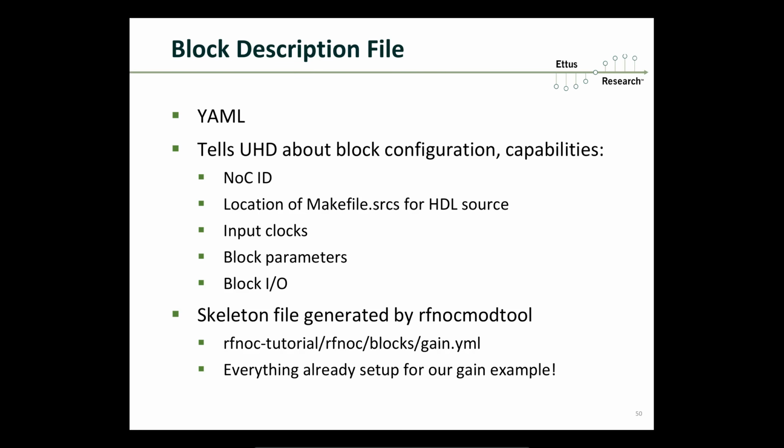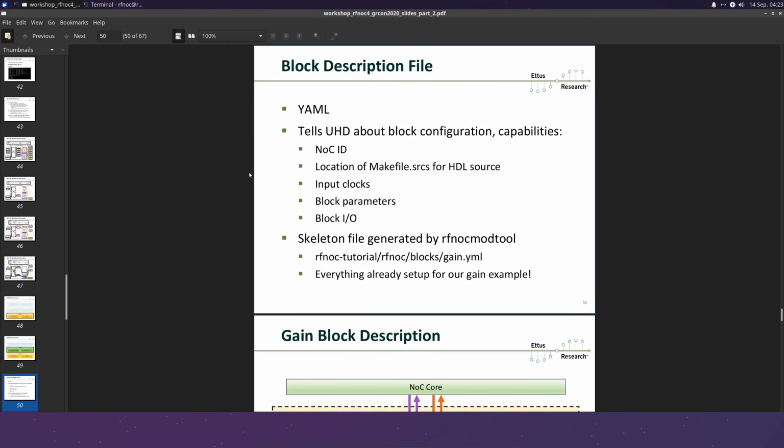So first, let's start off with our block description YAML file. It tells UHD about the block configuration and capabilities: configuration-wise, the NoC ID. It tells us where our HDL source is. It also describes input clocks, block parameters, block I/O, and of course rfnoc-modtool created a skeleton file for us. And everything's set up already for our gain example.